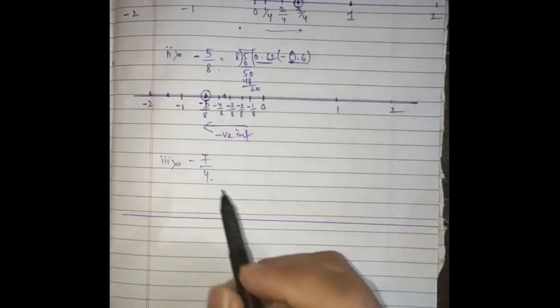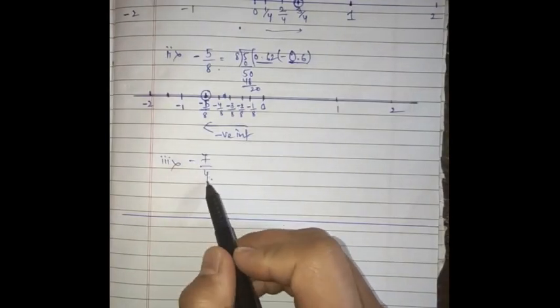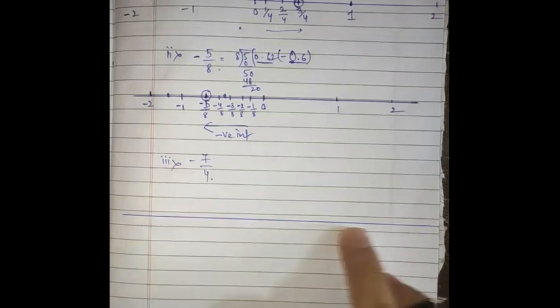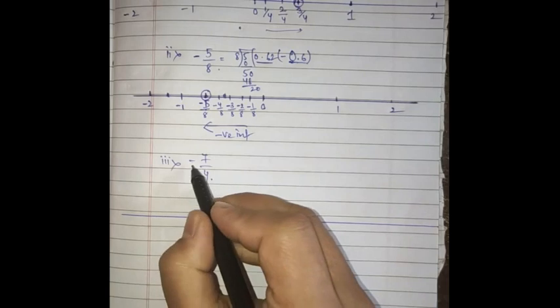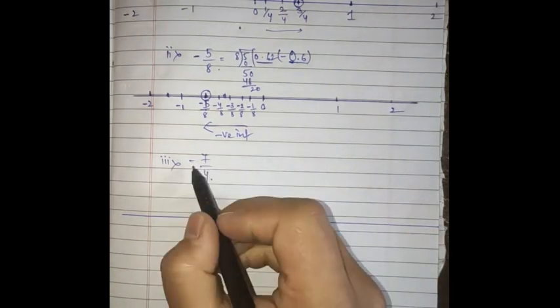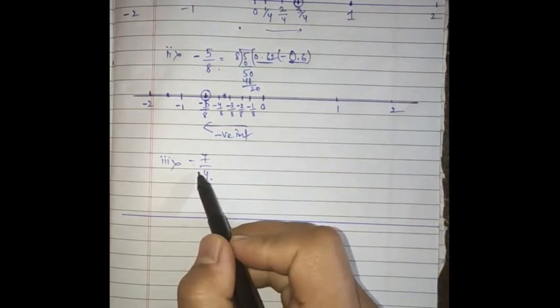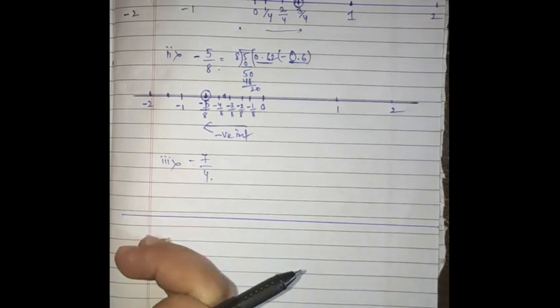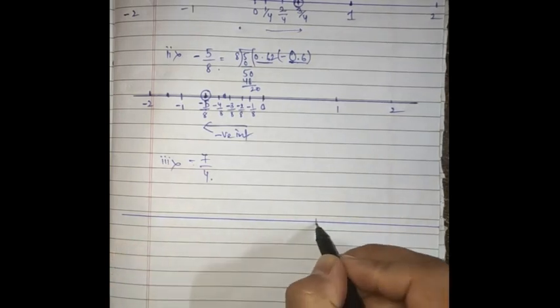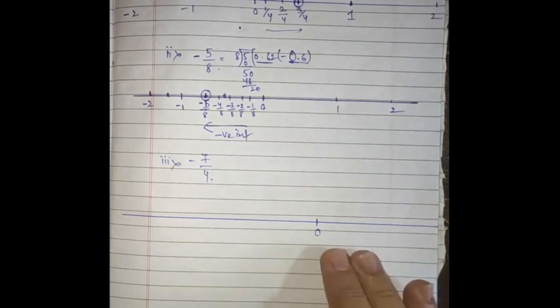So here we have the third question, to represent minus 7 by 4 in this number line. So I have drawn a line here. Just consider first of all on which side you have to move, whether you have to move on the positive side or the negative side. Here you have to move on the negative side, so create a space for this side, that is the negative side. Okay, so that you can make 0 here, because we will not use this space.